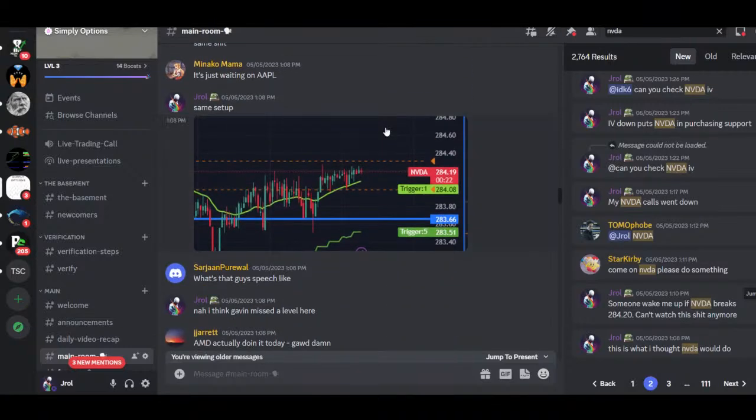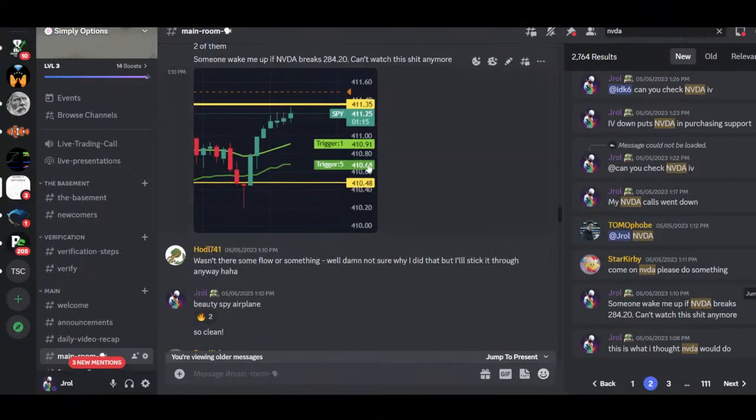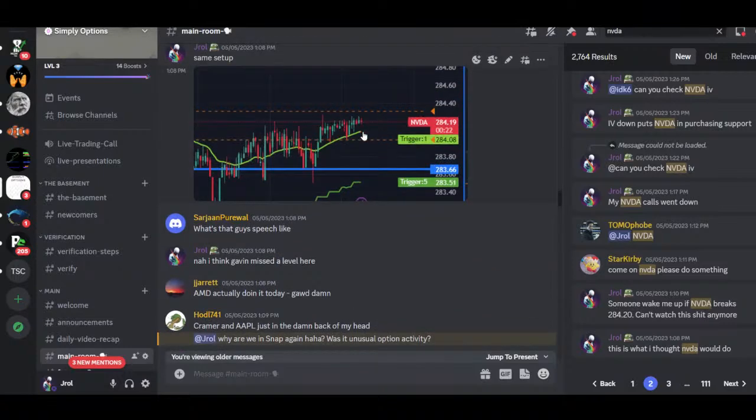So here's what happened. We went long, and nvidia was really struggling to get above this 284.20 level. When I'm long with 0 date options on a Friday, they're decaying by the second due to theta. So you just have basically 20 minutes of sideways chop, and my contracts are going down in value during the sideways chop. So I'm starting to get a little nervous. I know it's a good trade, but I want price to start moving up already. So I wrote, someone wake me up if nvidia breaks 284.20. Can't watch anymore because we're really struggling to get above it, as you can see here.